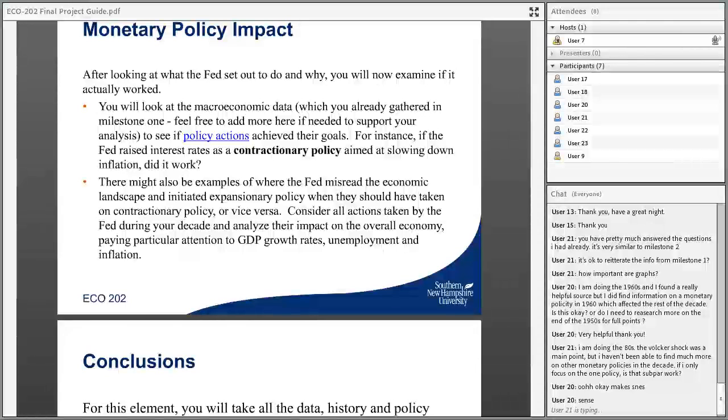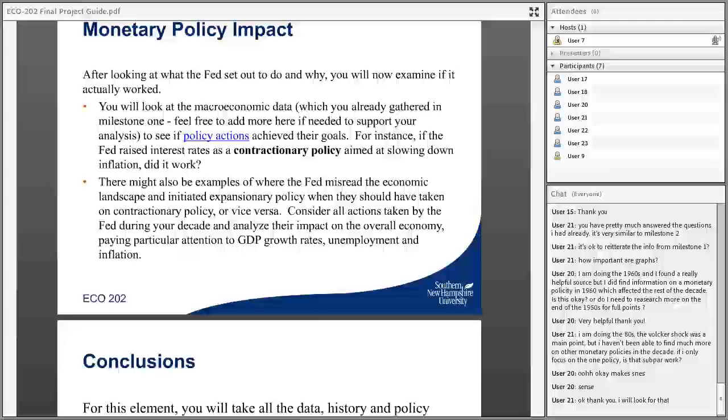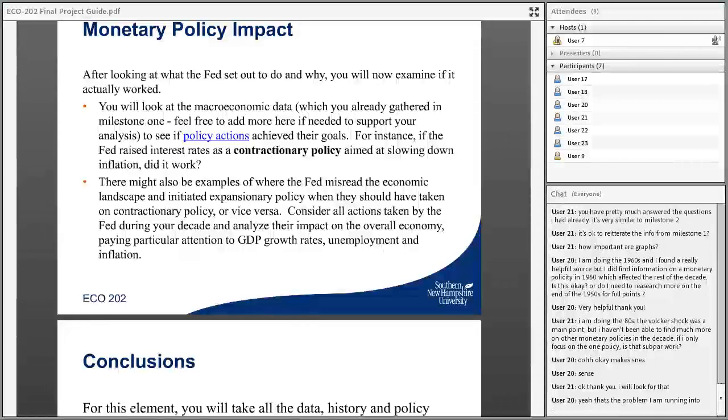Candace says, I'm doing the 80s. The Volcker shock was a main point, but I haven't been able to find much more on the other monetary policies in the decade. It's not so much that it's subpar, Candace. It's that you're doing a whole decade, right? The monetary policy enacted at the very beginning of the decade, like in Gabriella's case in 1960, or in your case Volcker in 1979, and then he started enacting his policies, affects the first part of the decade, but the decade lasts until 1989.